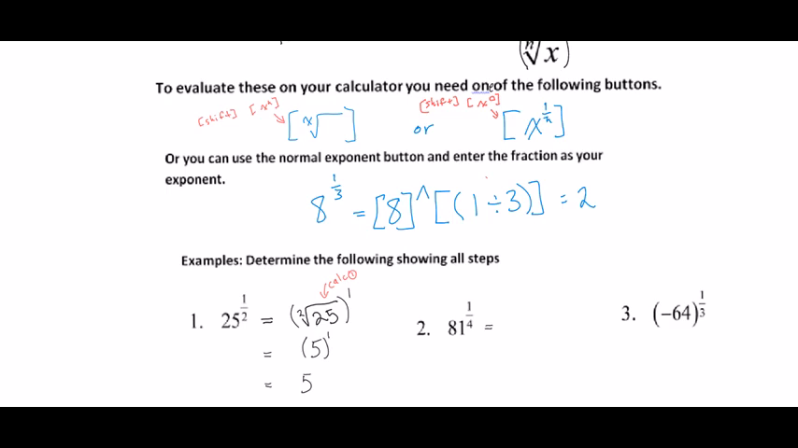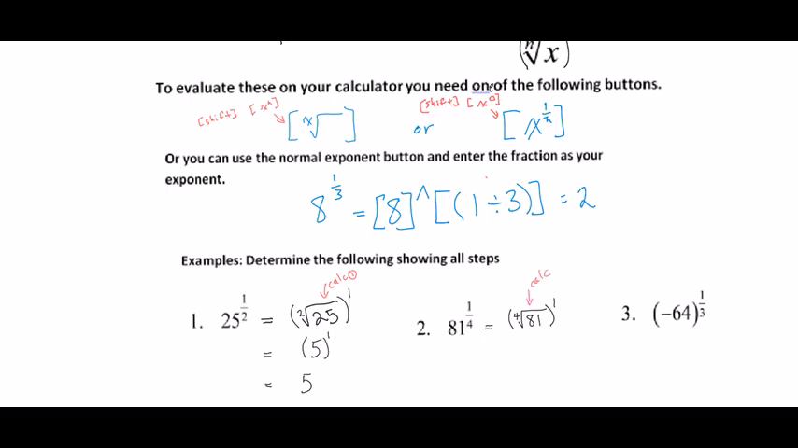So now when we look at this problem, we write the square root of 81. And because we have a denominator of 4, we're going to put that on the root sign, and we're going to raise that to the 1. Now, remember, just like BEDMAS says, we have to do the inside part first. We calculate the inside part first.